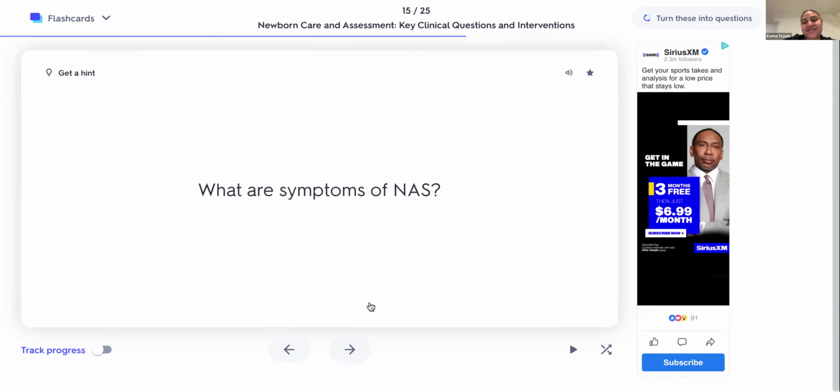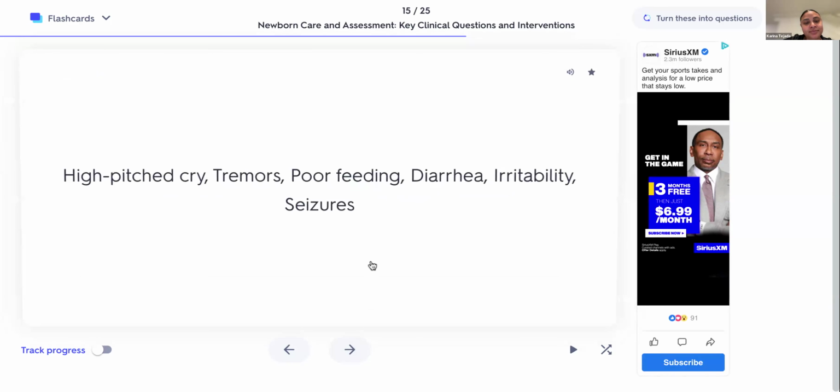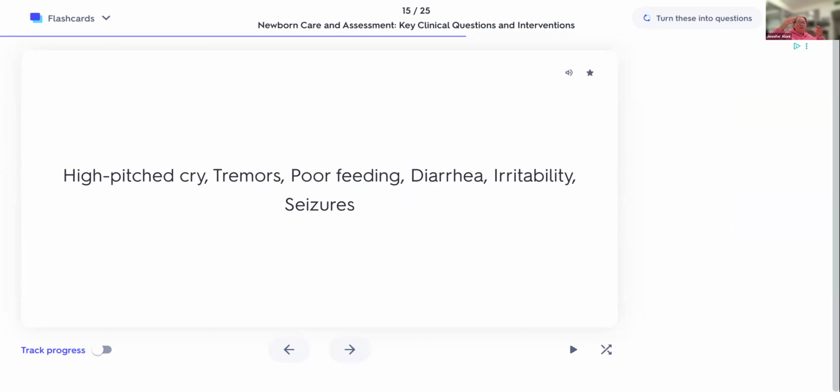What are symptoms of neonatal abstinence syndrome? Shaky. I think crying a lot. Maybe a fever. No, they're gonna be like this. They're not gonna know what to do. If you've ever watched anybody withdraw from addiction, they're gonna have the same kind of behaviors.